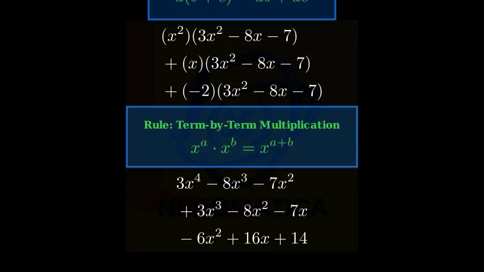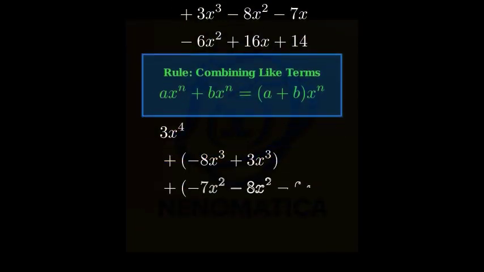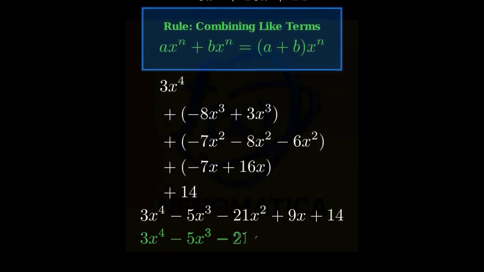Now, we need to combine like terms. Like terms are terms that have the same variable raised to the same power. Let's collect all the terms with x to the fourth, then all terms with x cubed, and so on. Let's double check our work.